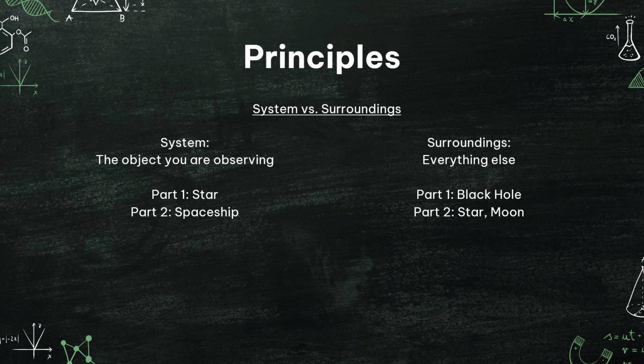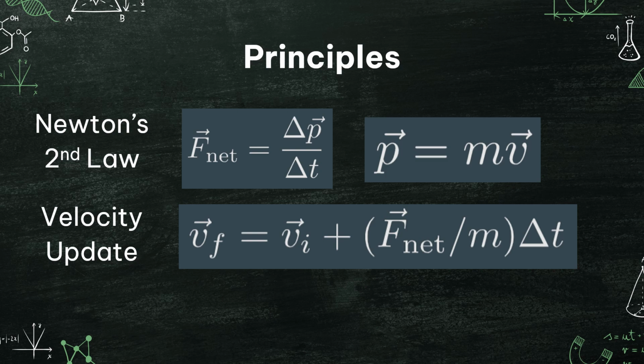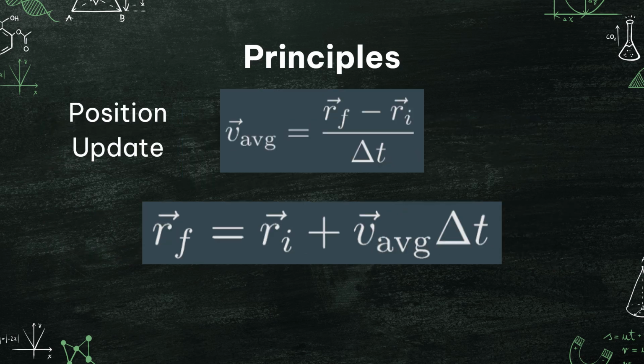In the first part of the lab, the system is the star and the surroundings is a black hole, while in the second part, the spaceship is the system and the surroundings are both the star and the moon. A key formula used in this lab was the velocity update formula, which is derived from Newton's second law. Another key formula for this lab is the position update formula.